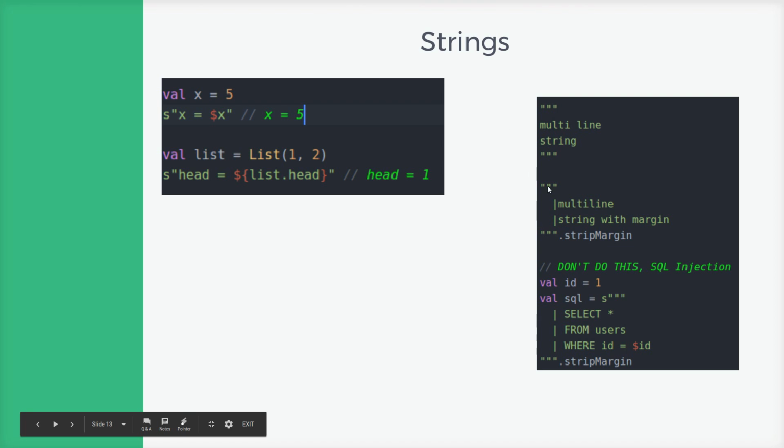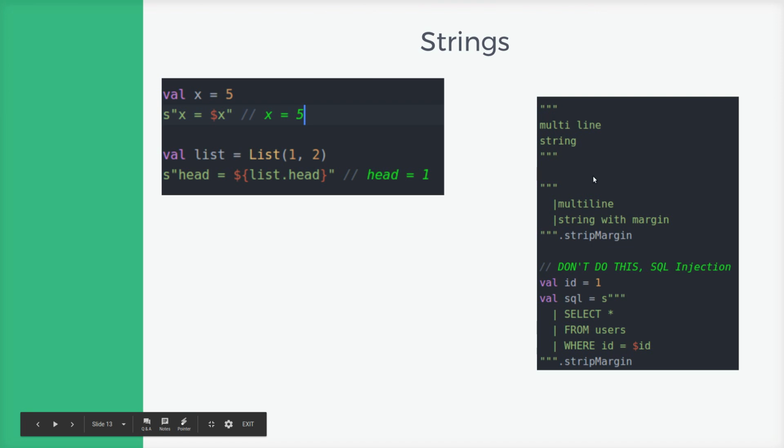Another way to write multi-line strings is using a margin. In this case, the pipe character is the margin of this multi-line string, and we are calling an auxiliary method for stripping this margin. The result of this operation will be exactly the same as the result from the first multi-line string that we have.